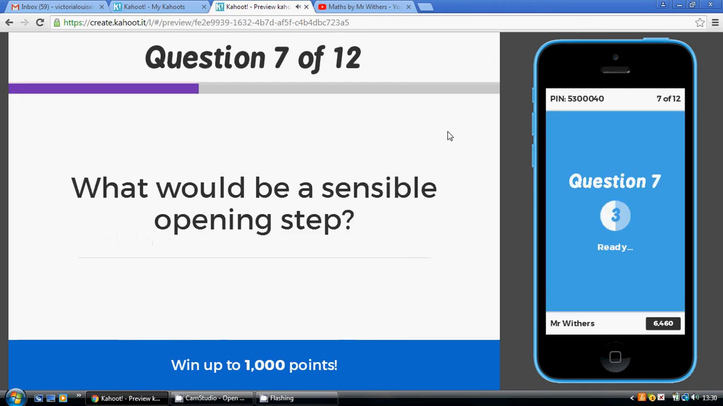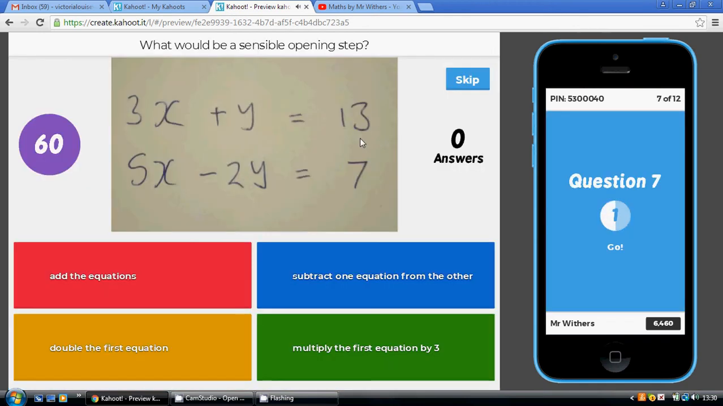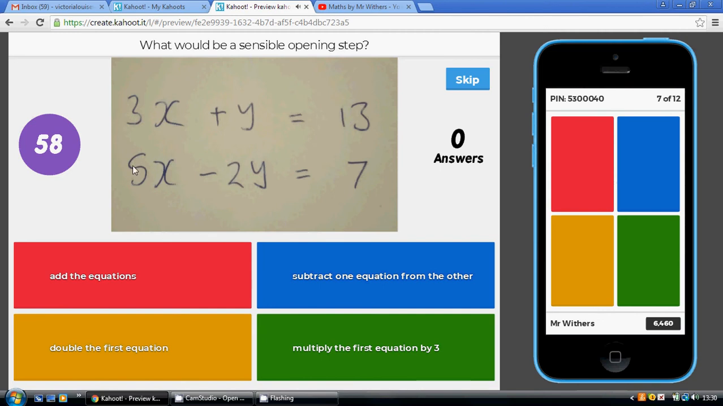So, new question, what would be a sensible opening step? Now on this occasion, neither the x's nor the y's have got the same numerical values, so we've got to do some timesing together to line something up before we either add or subtract the equation. Now if we double the first equation, we get 6x plus 2y equals 26, so the 2y would be lined up with the 2y. So a sensible opening step would be to double the first equation.